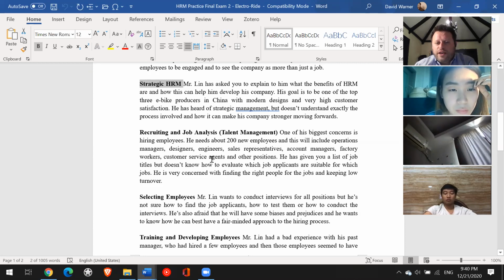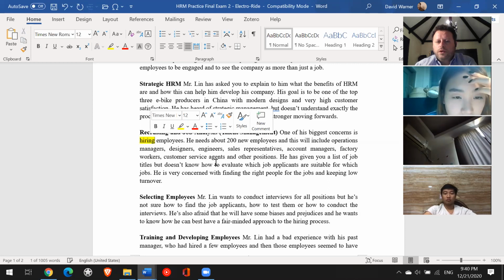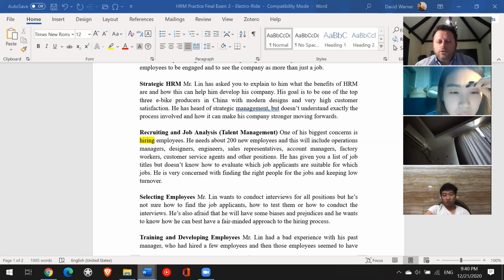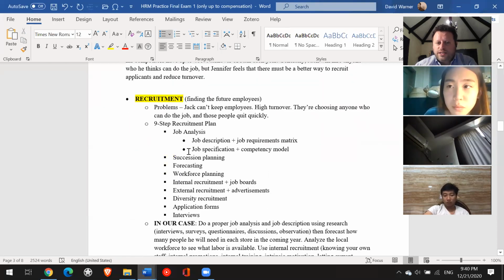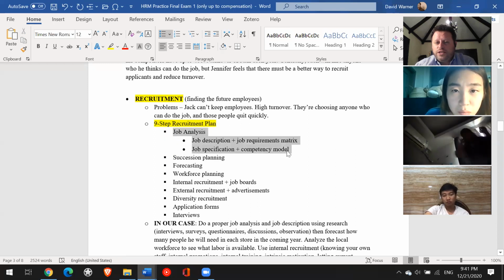So even though the word evaluate is here, what we're really talking about is hiring, right? And so with hiring, I guarantee you that recruitment will be on the final exam. And when I'm talking about recruitment, I'm talking about this 9-step recruitment plan. This was something that a lot of people kind of missed on the midterm. They talked about the job analysis and the job description and specification and these things. And that's very important. But a lot of people miss this other stuff.